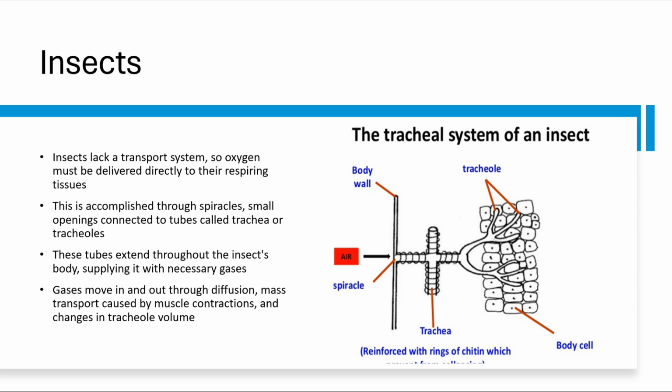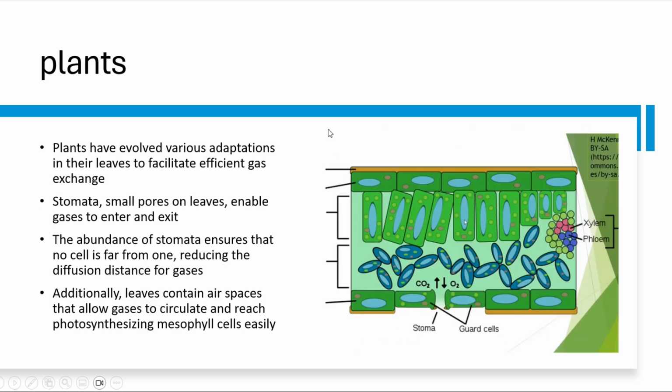So it can move its stomach around to help force air in through the spiracles. Obviously, the other way it's done is through diffusion. The air is going to diffuse through that spiracle and go inside directly to the cell. You get me? Alright, plants.